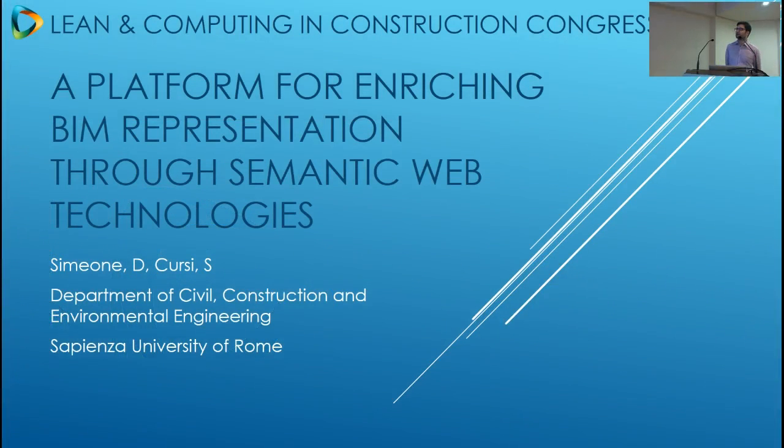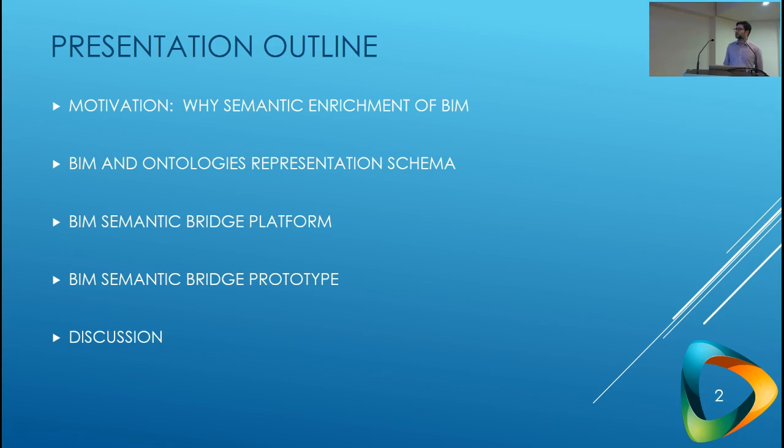Yes, today I'm going to show you a little bit of our research regarding the possibility of enriching BIM representation semantics with web semantic ontologies. During the presentation we will pass through some motivation, so why semantic enrichment is important, in particular from an architectural design perspective. Then we will compare it with BIM and ontologies representation schema.